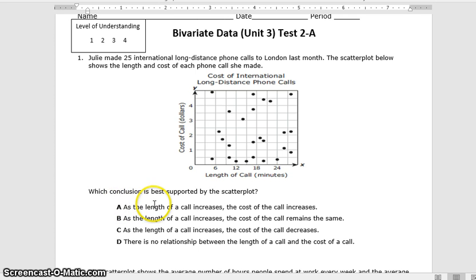A. As the length of the call increases, the cost of the call increases. So it's positive. B. As the length of the call increases, the cost of the call remains the same. So it's constant. C. As the length of the call increases, the cost of the call decreases. So it's negative. Or D. There is no relationship between the length of the call and the cost of the call. There is no relationship.